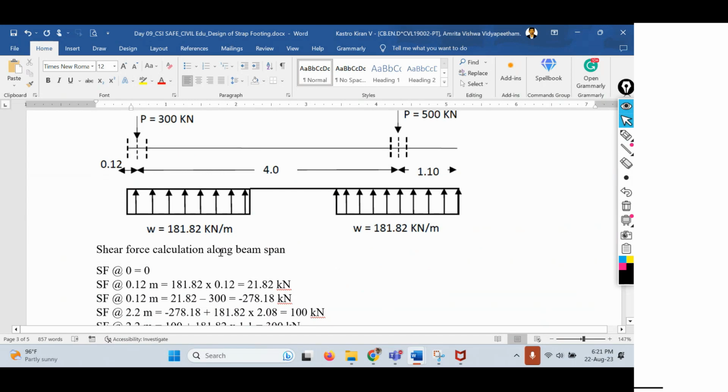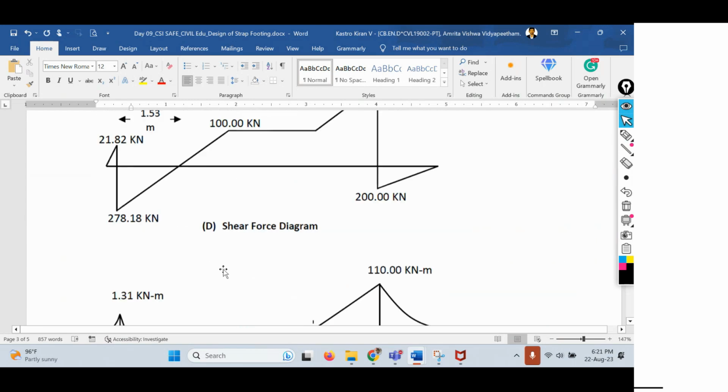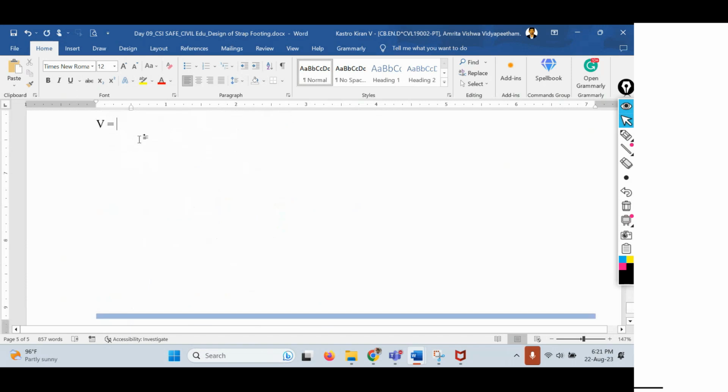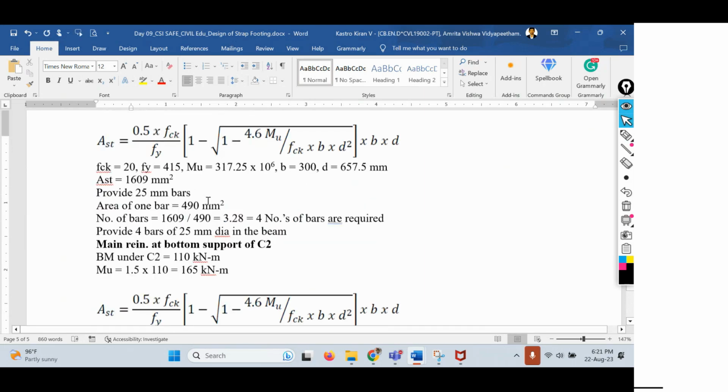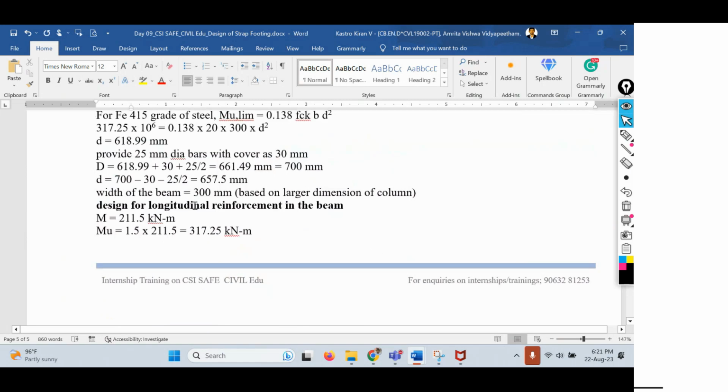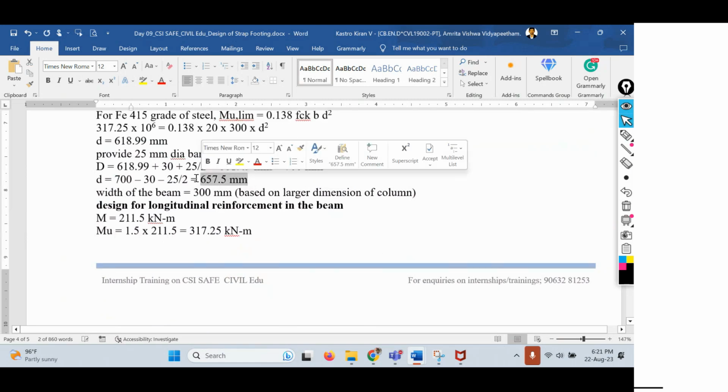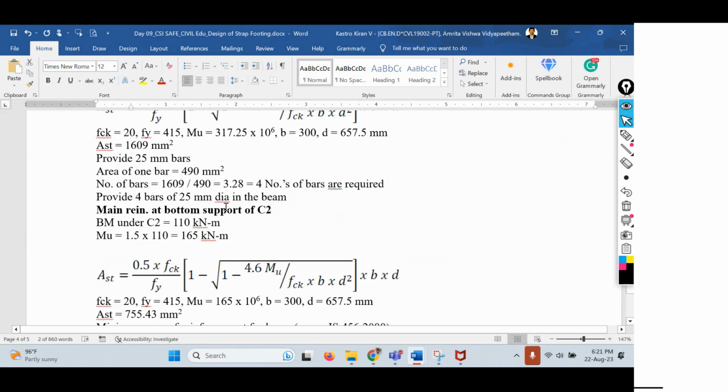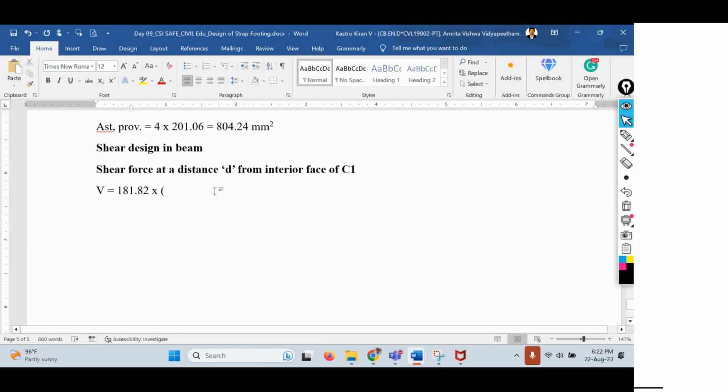Right. Upward soil pressure is 181.82. So upward soil pressure 181.82 into, so the depth of the beam, that is 657 something we got, right? So the effective depth of the beam is 657.5. So let me write that in terms of meters, that will be 0.6575, plus the size of the column 1.